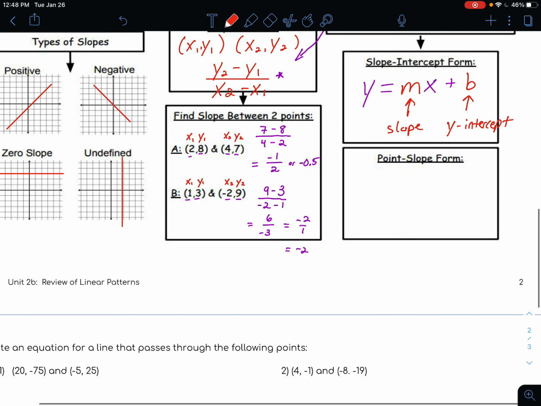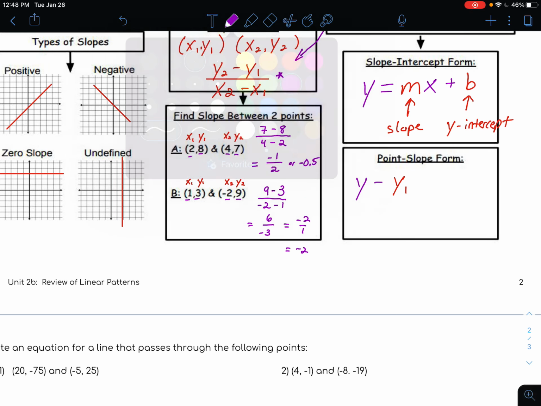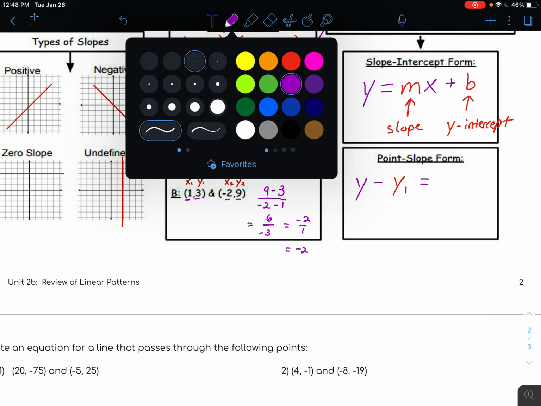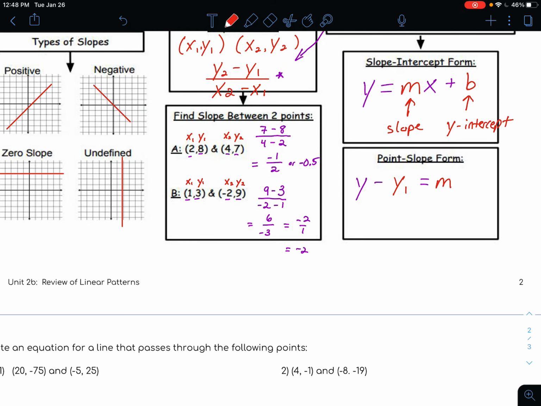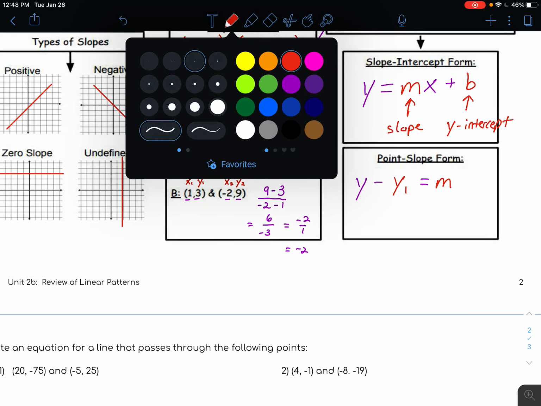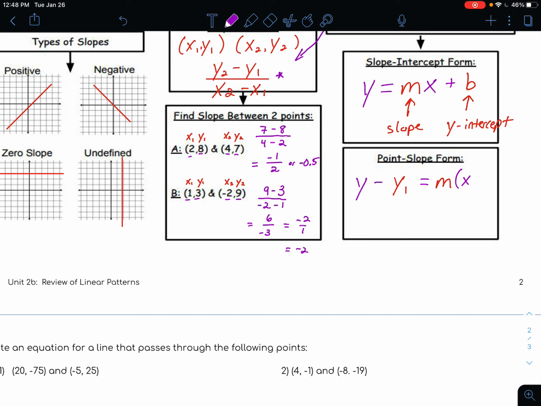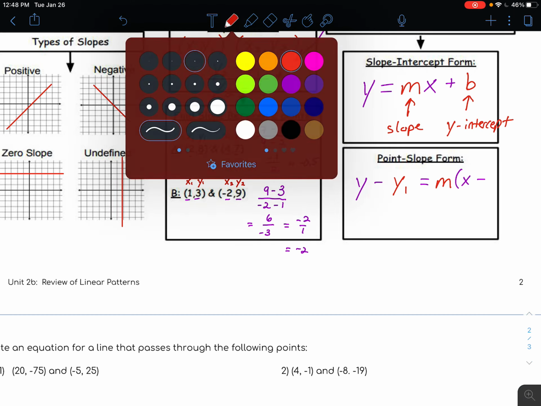And then we have the point slope form. This one isn't talked about as much maybe at the beginning, but it definitely is one of my favorite forms. So it looks like this. We have y minus y1, equals m times parentheses x minus x1.